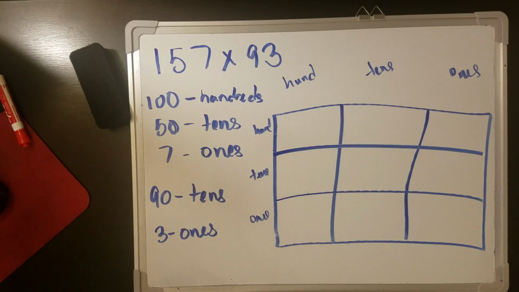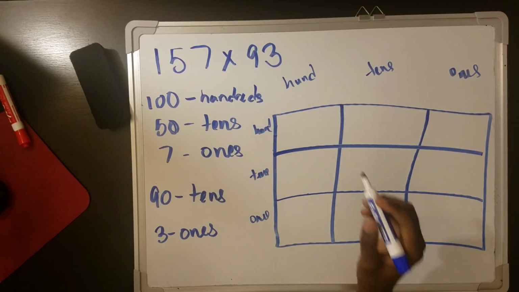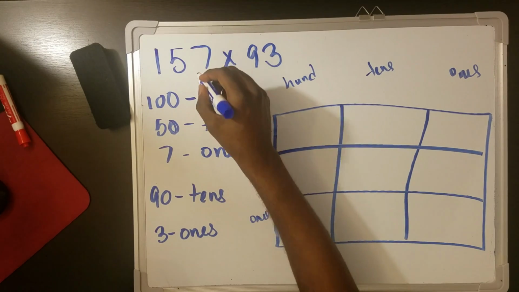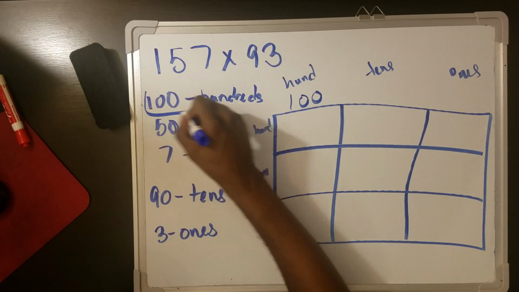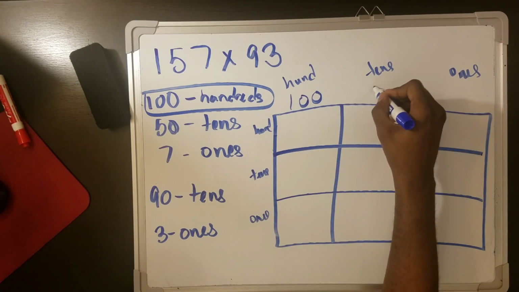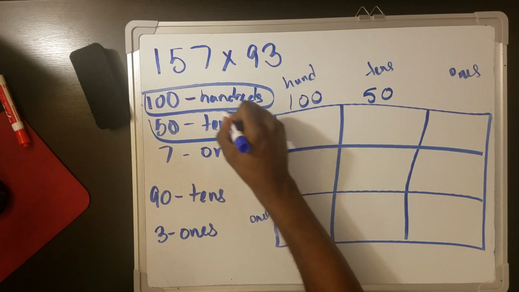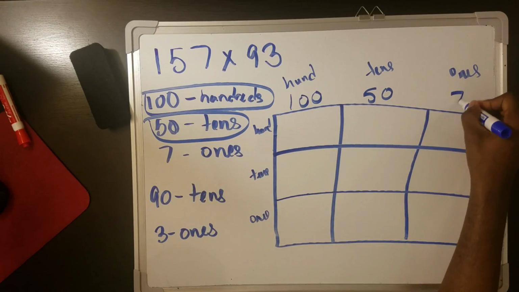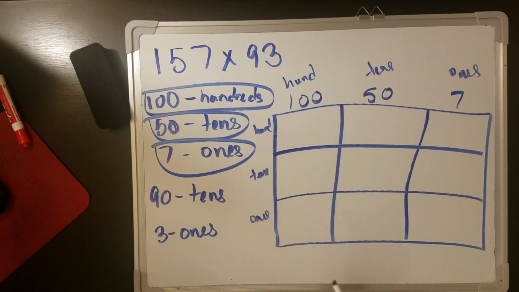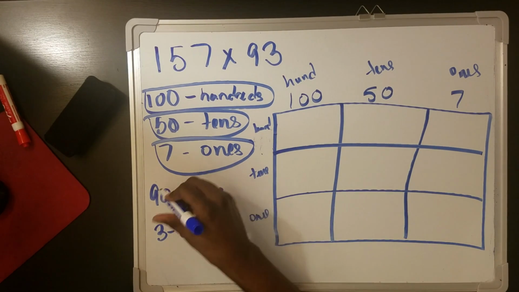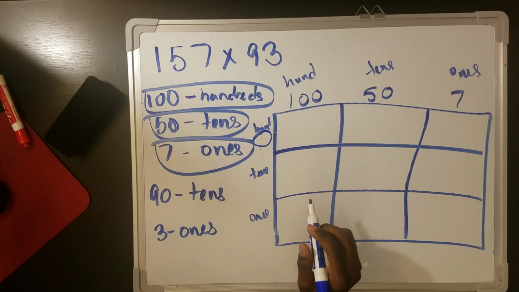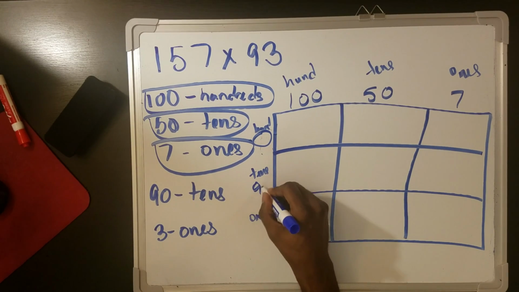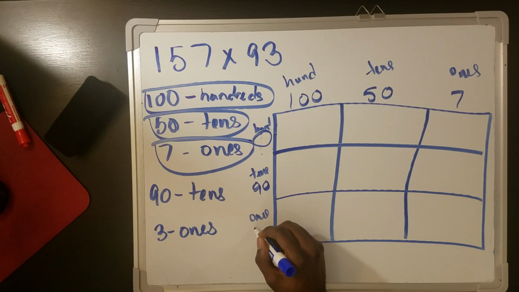Okay, so let's take the bigger number and put it on top. So the 157, we take the 100 here in the hundreds place. We got that. We take the 50 here in the tens place. We got that. We take the 7 here in the ones place. Got that. Now we look at the 93. In the hundreds place, do we have anything? No. So we put a 0. In the tens place, we have the 90. And in the ones place, we have a 3.